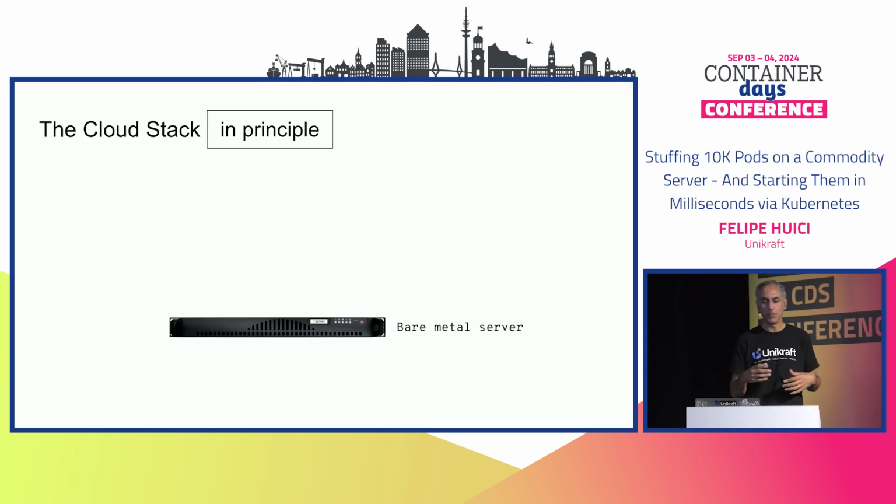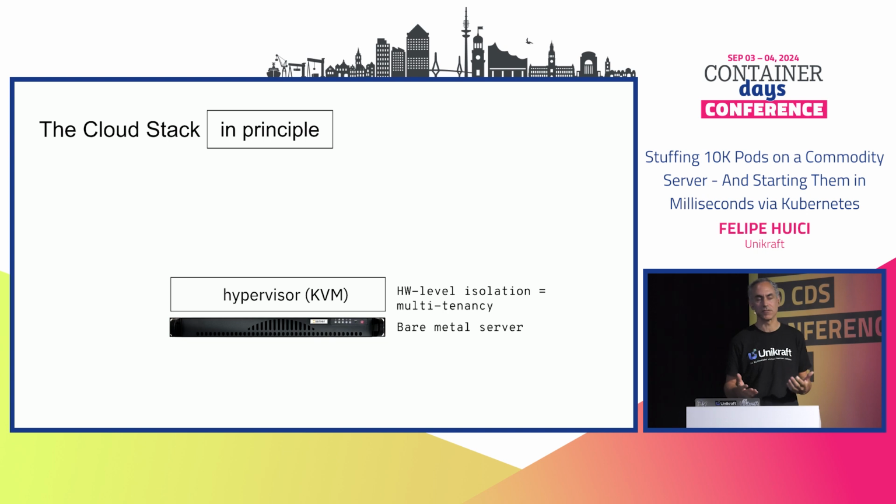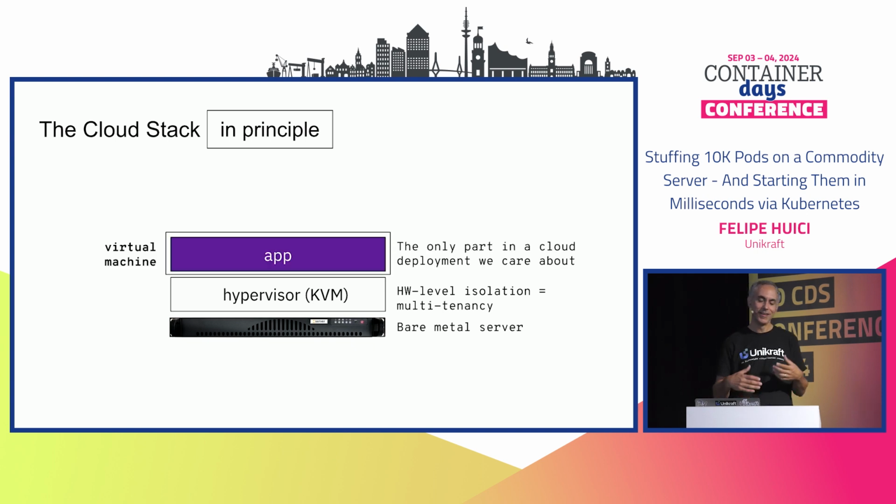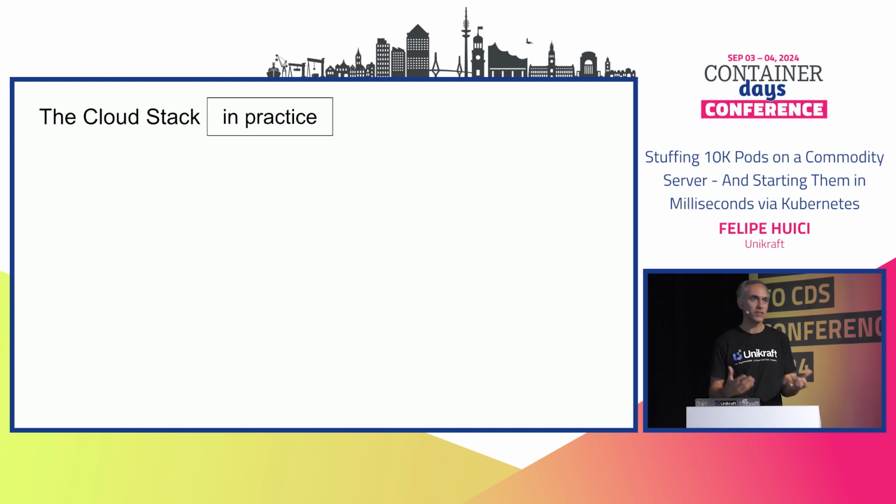If you go back to first principles, what a cloud stack looks like, you have obviously a bare metal server at the bottom, and then you have a hypervisor for strong hardware level isolation. This could be KVM or a few others. And this you need obviously for multi-tenancy. And then ideally, you just have the application on top of that. That's probably the only thing you care about, right? And it's all within a virtual machine because that's the hypervisor model. So that's the principle.